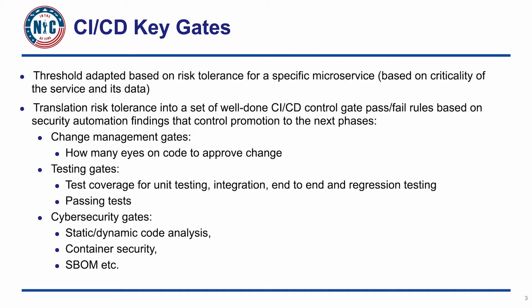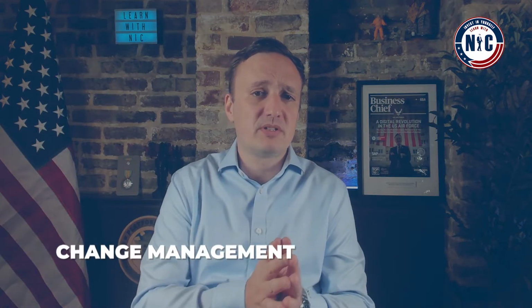So like we talked about, each gate needs to have thresholds, and these thresholds are usually based on your risk tolerance for a specific microservice, based on the criticality of the service and its data. You're going to decide accordingly to set the right threshold. So now when you think of the three most critical gates, you're going to think of change management, testing gates, and cyber gates.